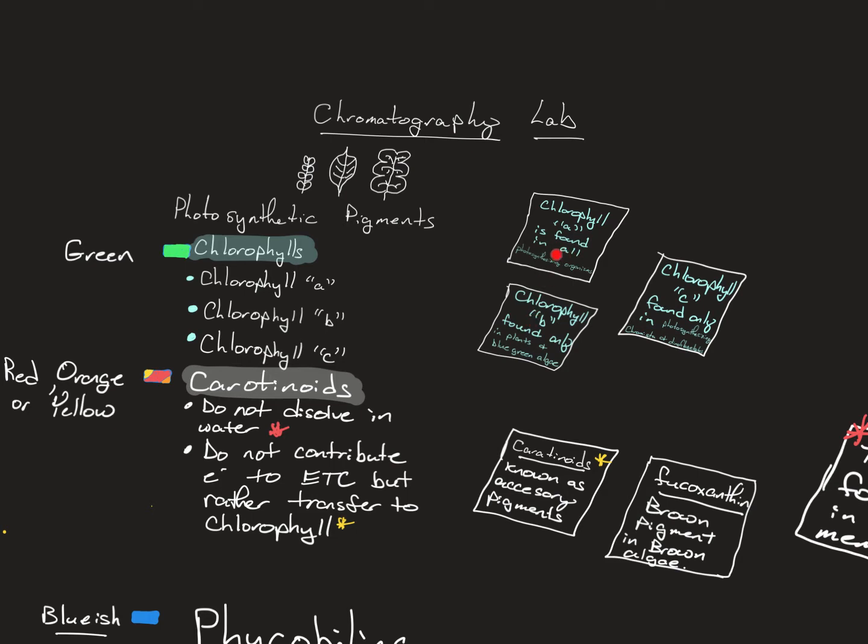A and B are both found in plants. Algae has A. All photosynthetic organisms have A. B, however, is found only in blue-green algae and plants.